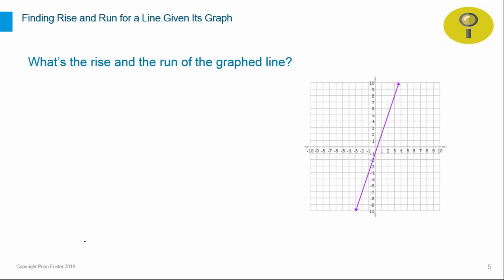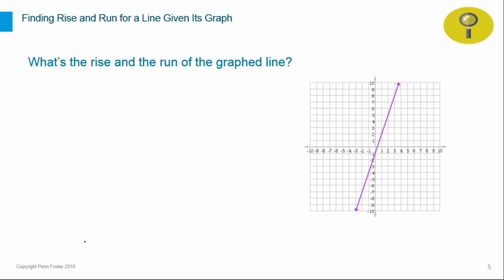This is a different problem. What if you're given the graph of the line and you need to determine the rise and the run of this line? What's the rise and the run of the graphed line? So in this case, we will plot any 2 points on the line, and then we figure out how many units we have to go either up or down. That would be the rise of the line, and how many units we have to go horizontally either to the right or the left, and that will give us the run. And then together, that will determine the slope or the rise and the run of this line.